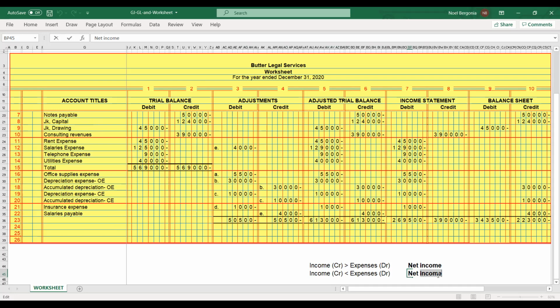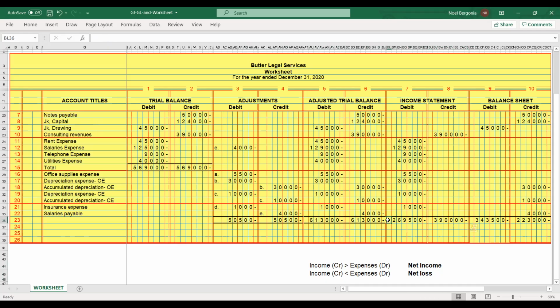Now, looking into Butter Legal Services, mas malaki yung credit side, which is the income, compared with the expenses. So saan siya magpo-fall? There is a net income. Okay. So magkano kaya yon? 390,000, okay, which is the income.